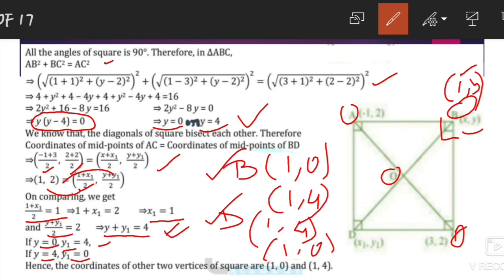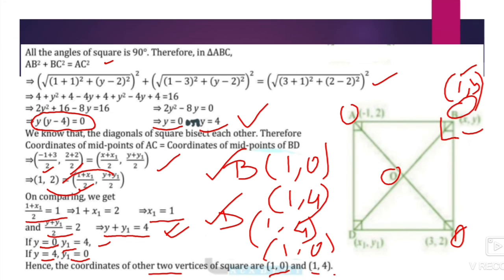Okay, that means either one of them will be 1 comma 0 and another will be 1 comma 4. That means the coordinates of the other two vertices of the square will be 1 comma 0 and 1 comma 4. In this way you have to solve this question.